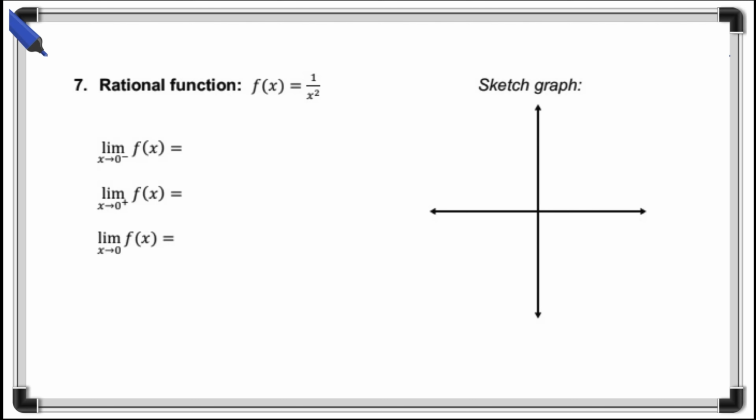Another rational function you've seen, like so. If I sketch a graph, it looks something like this. Here are your branches. So here we're going to look at x approaching 0 from the left. Here I'm pointing up, approaching positive infinity. As x approaches 0 from the right, I'm pointing up, approaching positive infinity. The limit as x approaches 0 from both sides is positive infinity.